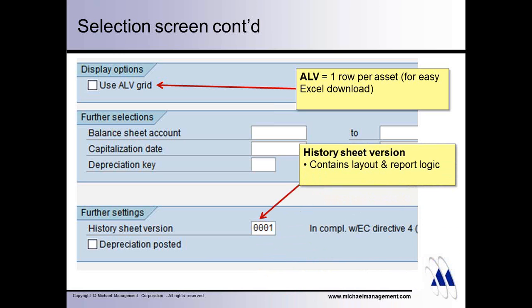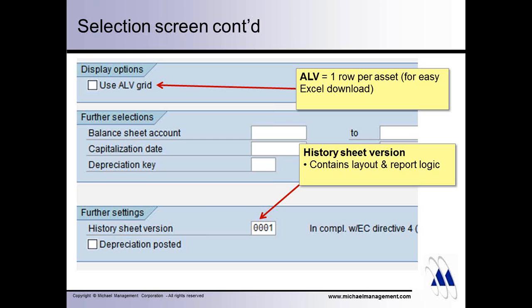And then most importantly, we get to the history sheet version. That's the thing that I mentioned just a minute ago. Unfortunately, it's pretty much towards the bottom of the selection screen. I wish it would be on top so that people realized how important this is. The report defaults with a history sheet version 001. That's one of the standard SAP examples. That's not necessarily the best version to use, and again, I'll show you why in just a second.